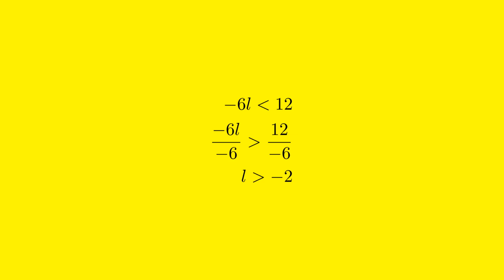To recap, the inequality l is greater than negative 2 tells us that l can be any value greater than negative 2. In interval notation, open interval negative 2 to positive infinity indicates that the interval starts just after negative 2 and extends indefinitely to the right. This completes the process of solving the inequality.